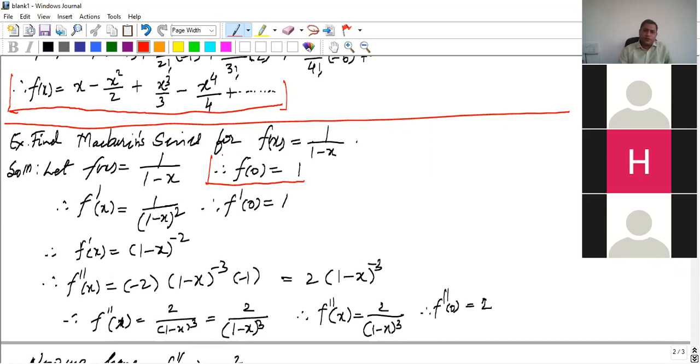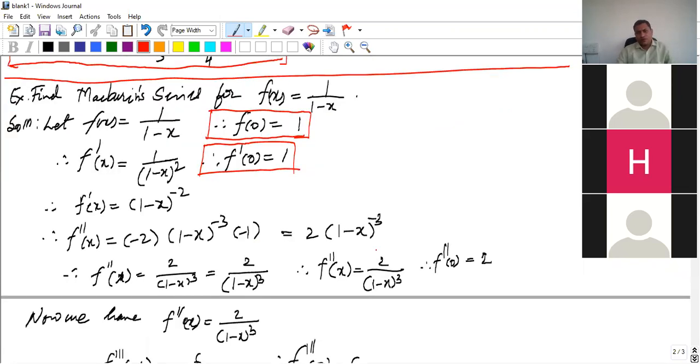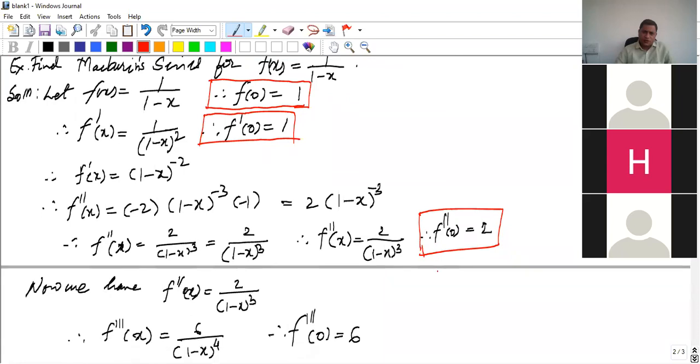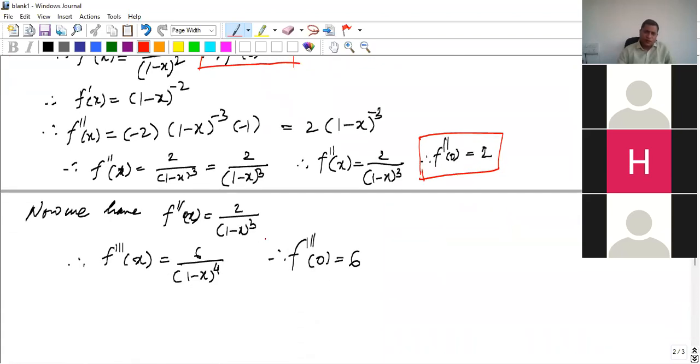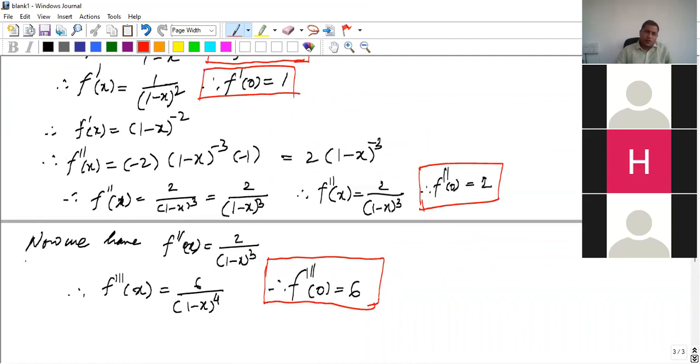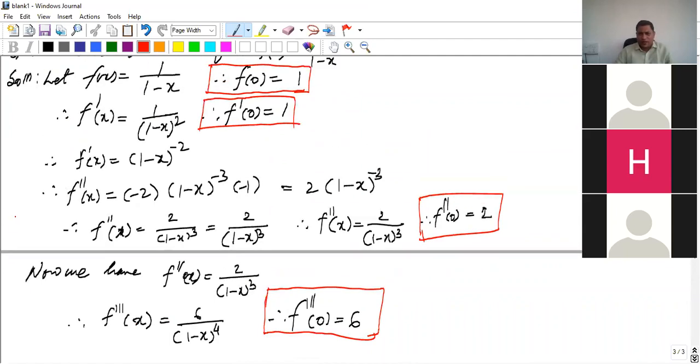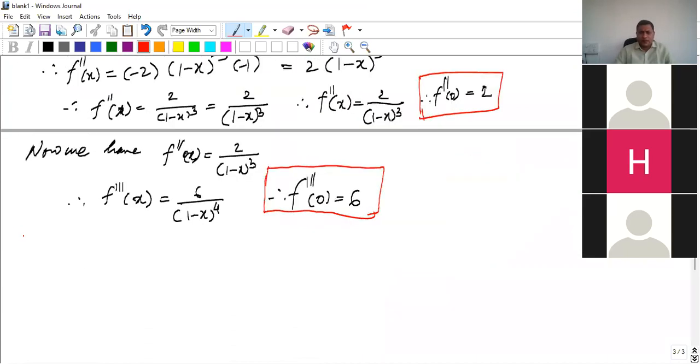We got this value f at 0, f dash at 0, f double dash at 0, and f triple dash at 0. So is it possible that we can write the Maclaurin series? Is it possible? Yes, sir. We got the 4 non-zero terms. At least 3 are required. I am trying one more. So at least 3 is required.